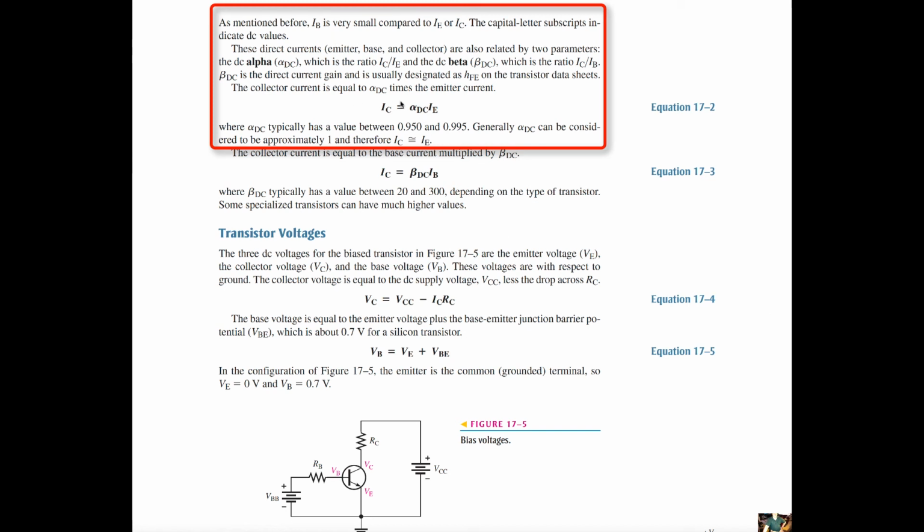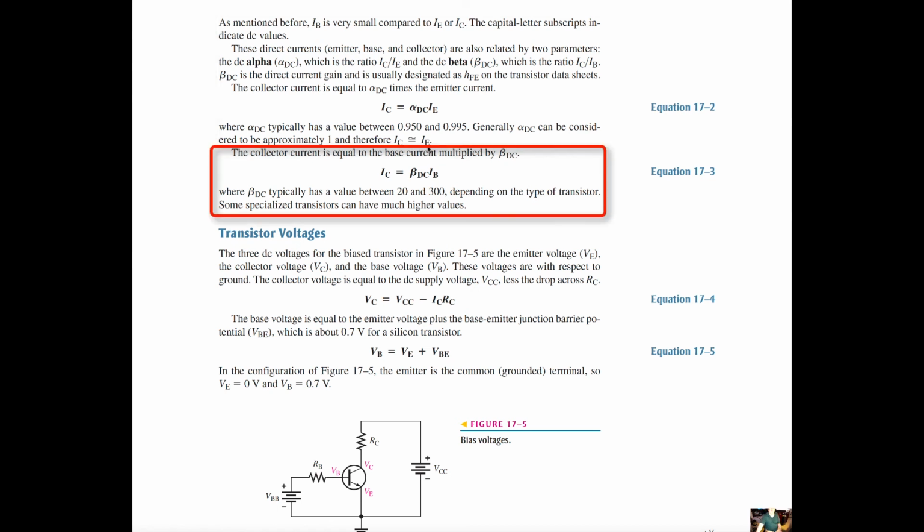Okay, so all of these terms are terms that you'll have to get used to. Again, start writing them down in your notebook and keep track. Make notes to yourself of what they are in fact telling you. Alpha DC typically has a value between 0.95 and 0.995. Generally, alpha DC can be considered to be approximately 1, and therefore the collector current is approximately equal to the emitter current.